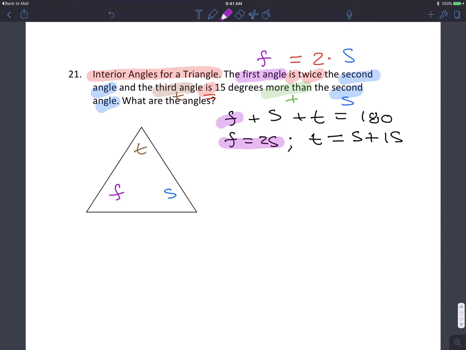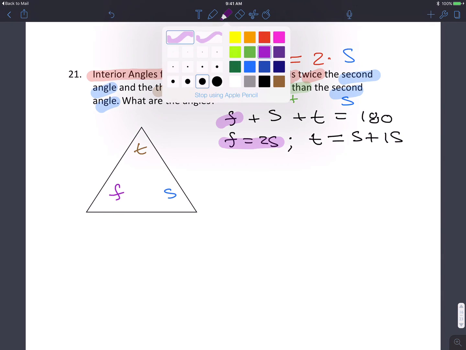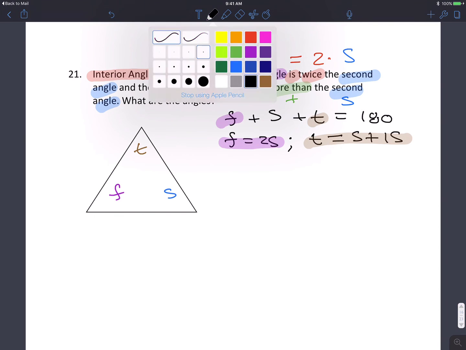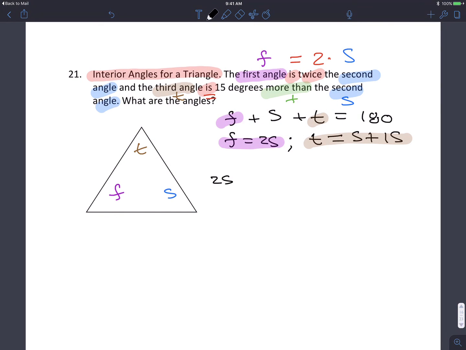F is 2S. This gets substituted up here. And then T is S plus 15. T goes in here. So notice what we get. We get an equation that says 2S. My S here, this blue S, just stays S. And the T, we already know, is S plus 15, and the total here should be 180.